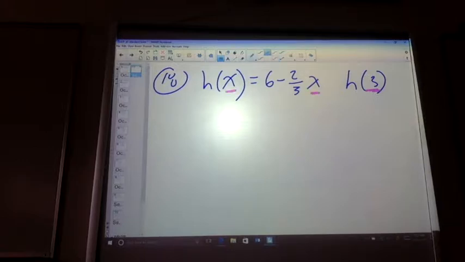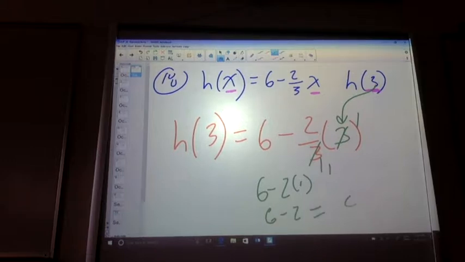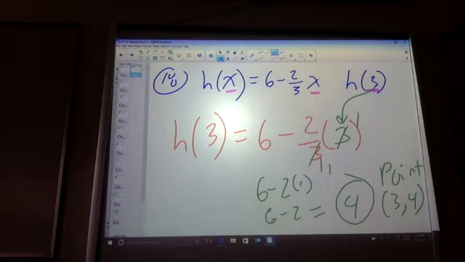So it subs in. So h at 3 is equal to 6 minus 2 over 3 quantity. There was an x there. Now I'm going to put the 3 there. Okay? 2/3 times 3, well, you can just reduce it. That's 1, 1. So I get 6 minus 2 times 1, which is 6 minus 2, which is 4. Okay, so your answer is 4. The point that this talks about, the ordered pair, would be 3, 4. So this is the true answer we're looking for, but it does yield us a point 3, 4.